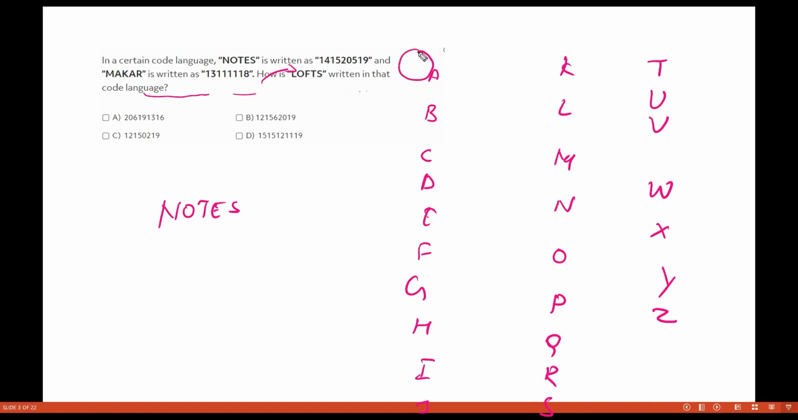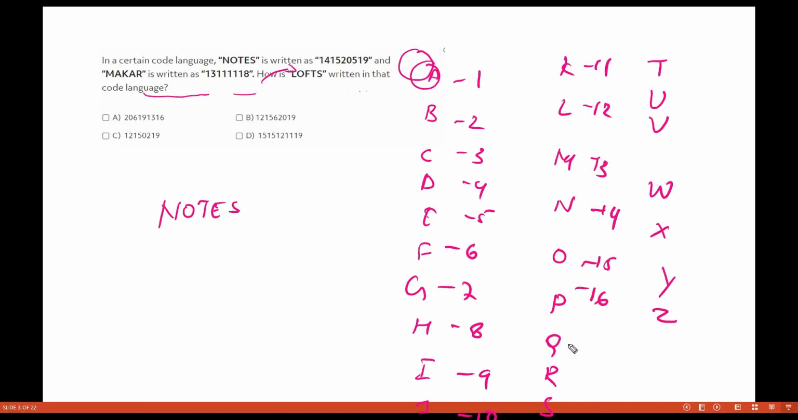Here A corresponds to 1, B corresponds to 2, C 3, D 4, E is the 5th alphabet, F is 6th, then 7th, 8th, 9th, 10th, 11, 12, 13, 14, 15, 16, 17, 18, 19, 20, 21, 22, then 23, 24, 25, 26. Till about 7 we usually remember which number is which. From there we start getting confused about which alphabet is 11th, which is 12th and so on.